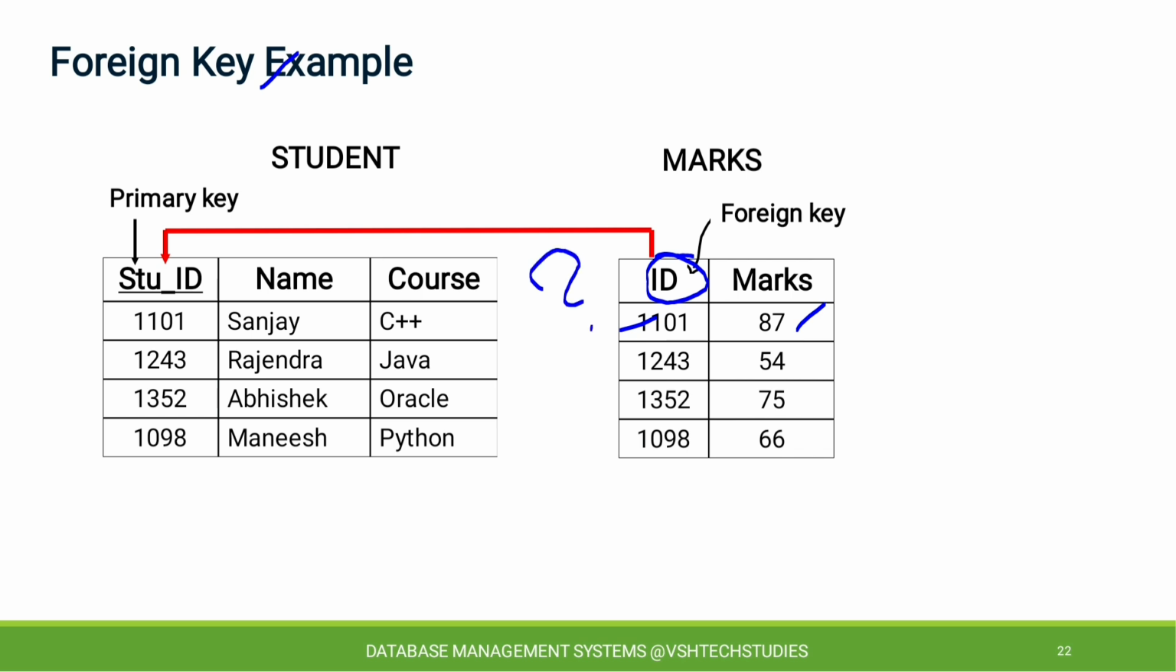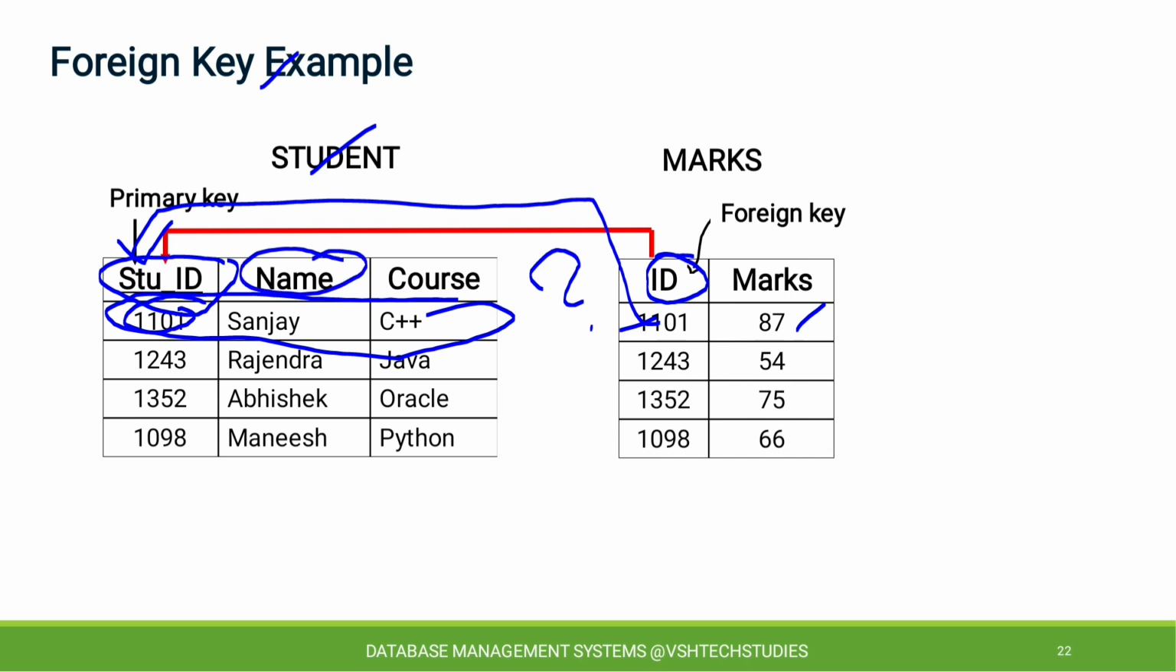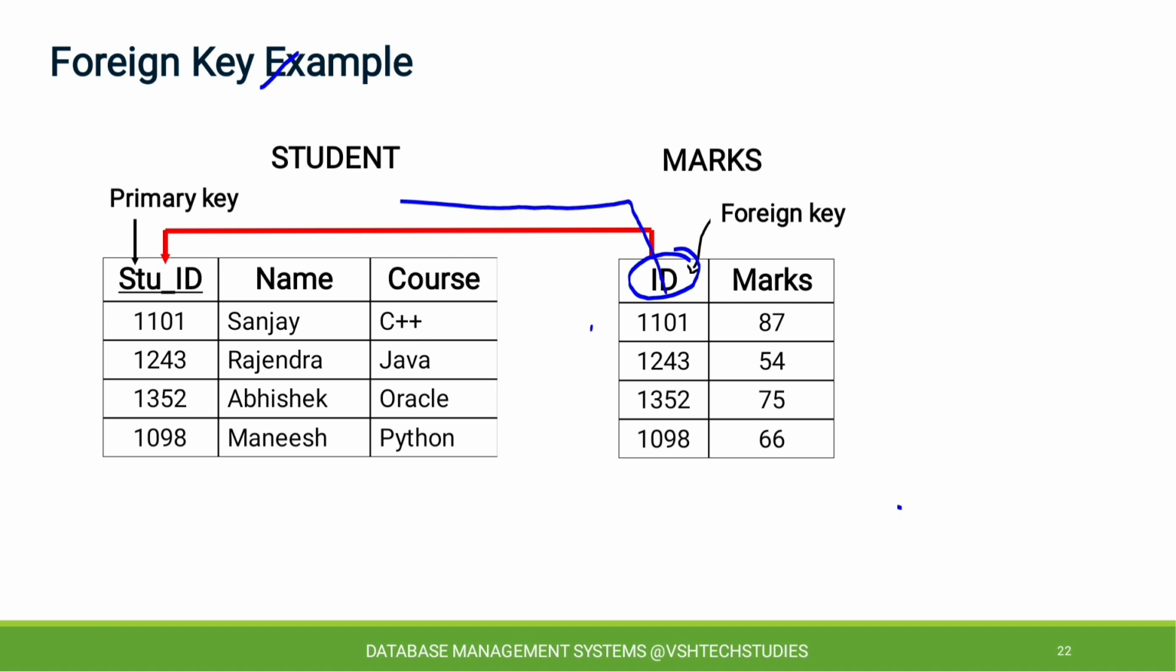Then what are the details of the student? For that, we have to take this foreign key value 1101, go to the linked table, and there match with the primary key value, that is the student ID value. It is found in this tuple. Hence in this tuple, the name attribute value is Sanjay and the course attribute value is C++. That is why the student with ID 1101 who has scored 87 marks, that student's name is Sanjay and the subject name is C++. This is how through a foreign key, which is linked with the primary key of another table, the required information can be searched in another table.